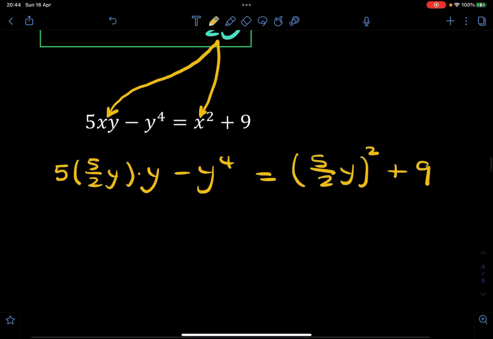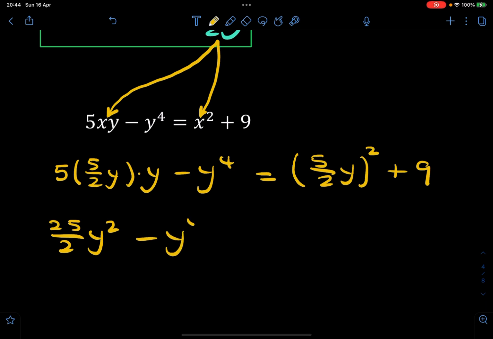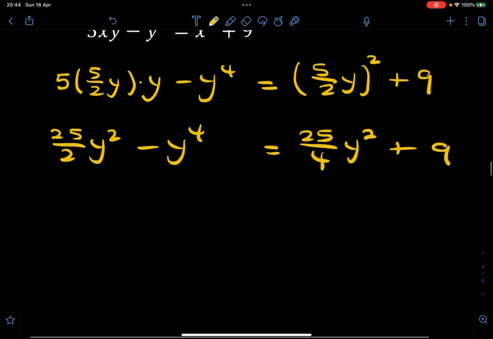Let's see what we can do. So 5 5's 25, and then y times y is y squared minus y to the power 4. Now we need to square the 5 and the 2, so that becomes 25 over 4 y squared plus 9. Okay, so it's looking a little bit better.